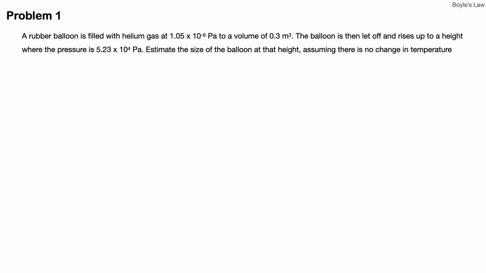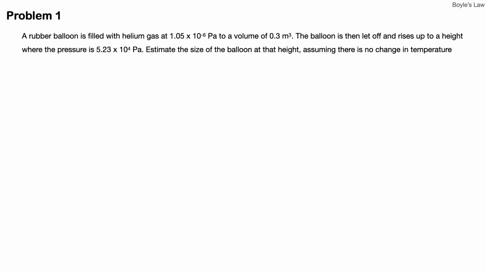It should be 6. Okay, so the initial pressure was 1.05 times 10 raised to the power 6 pascals, and when it goes to a certain height, the pressure reduces to 5.23 times 10 raised to the power 4 pascals. Now you have to estimate the size of the balloon at that height. Size of the balloon means the volume of it, assuming there is no change in temperature.